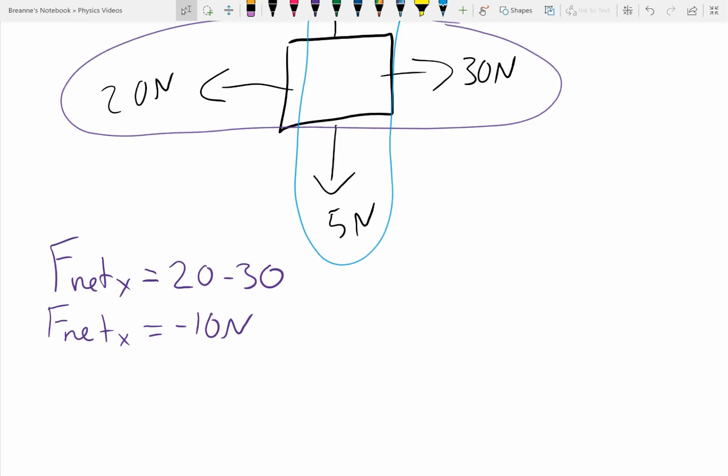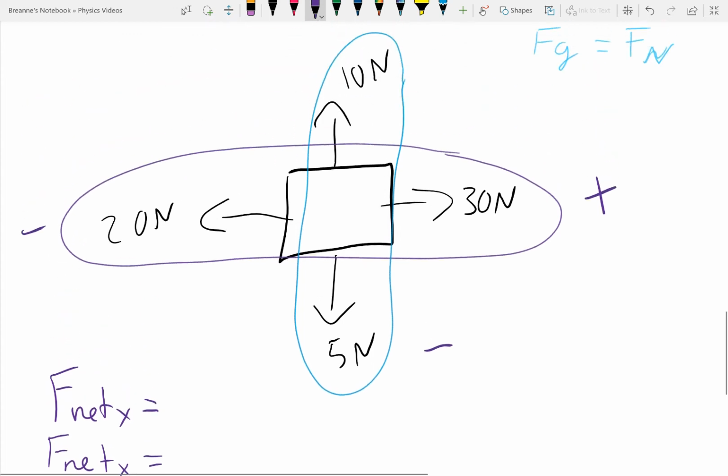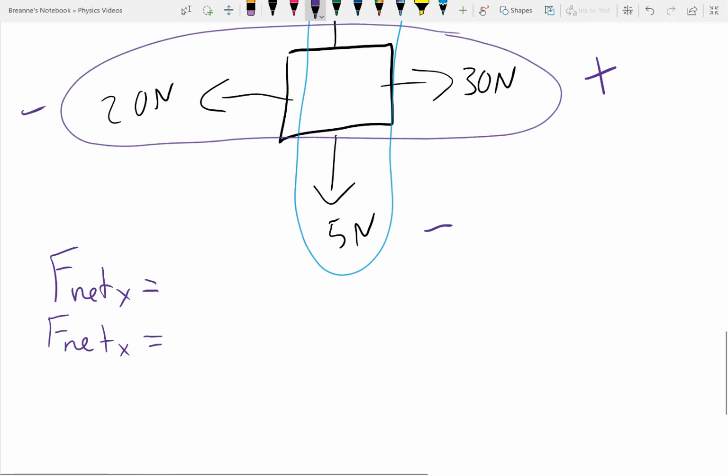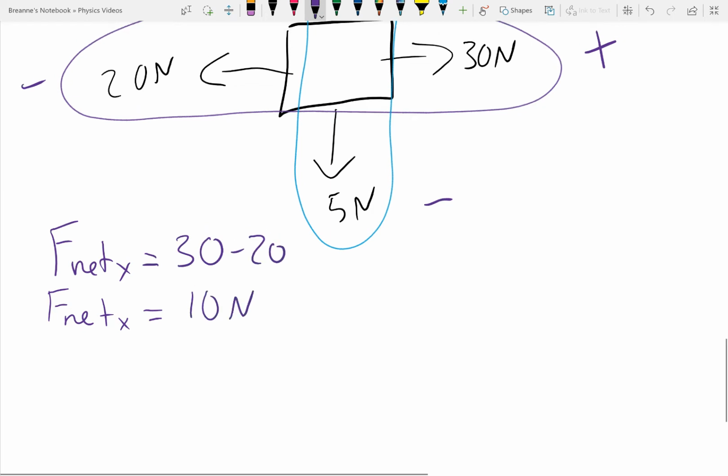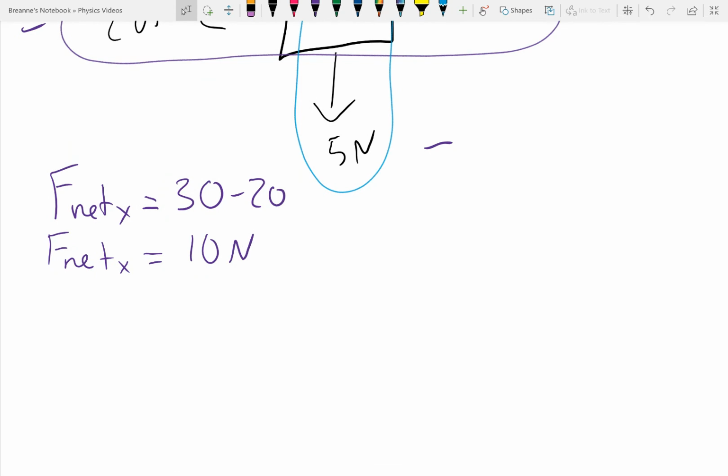Well, in this case, hold on, back up. It would be 30 minus 20, because this is what happens when you do videos early in the morning. To the right is positive, to the left is negative, down is negative, up is positive. So it technically would be 30 minus 20, which would give us a positive 10. I do apologize. So it does matter.